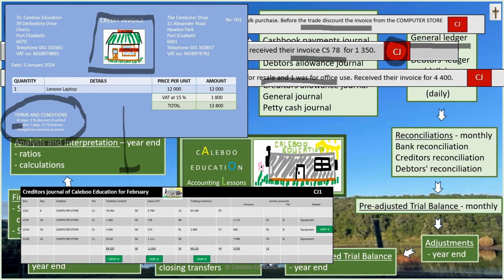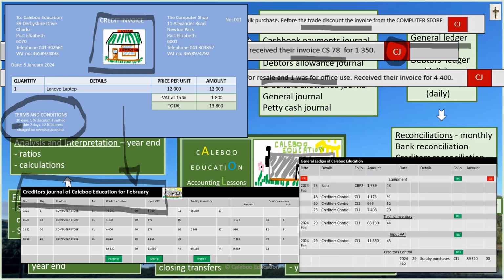From the document, we use the credit invoice original. We record the information in the creditor's journal. We're obviously going to go through the creditor's journal and all the transactions. And then from the creditor's journal, we take the information to the accounts in the general ledger. So that's what we're going to do today, the creditor's journal.